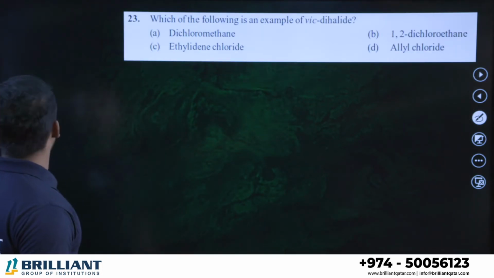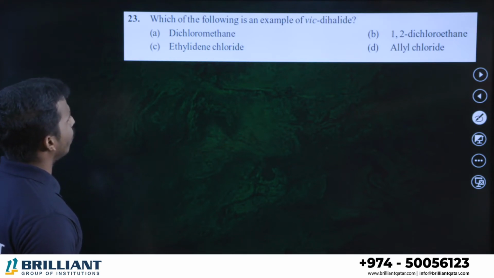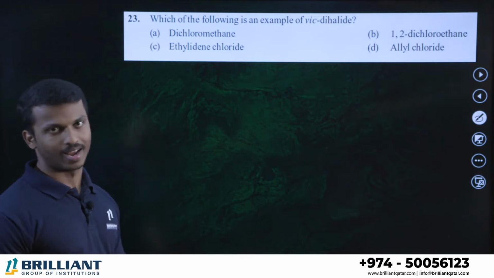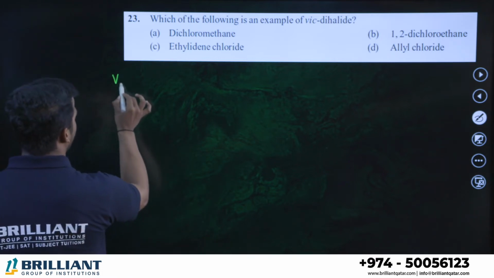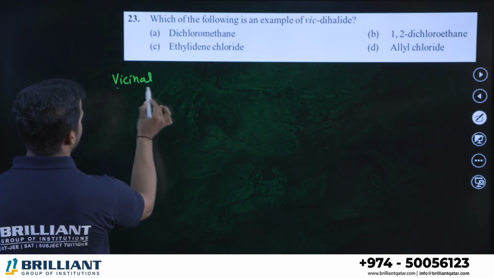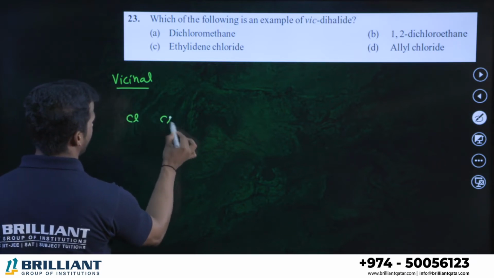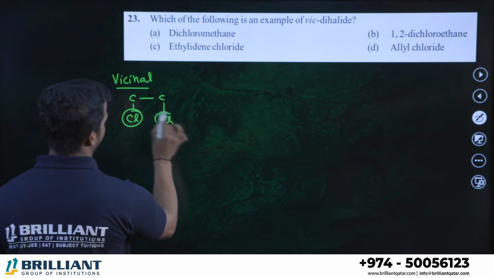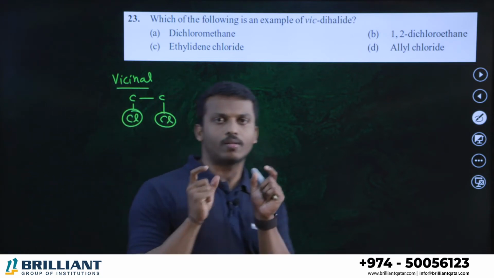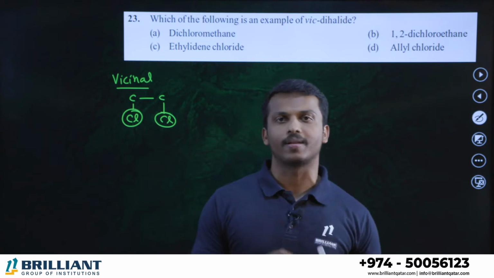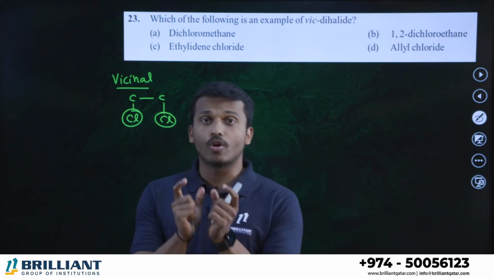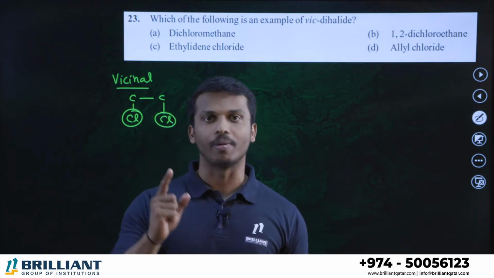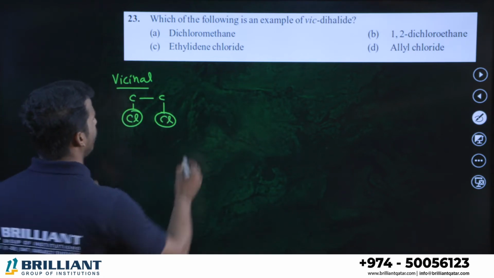Which of the following is an example of vicinal dihalide? You know what is meant by vicinal and geminal dihalide, right? Vicinal dihalide means the two halogens, for example chlorine, are present on adjacent carbon atoms. If both halogens are on the same carbon, it is called geminal dihalide. Let me draw the shape of the compounds.